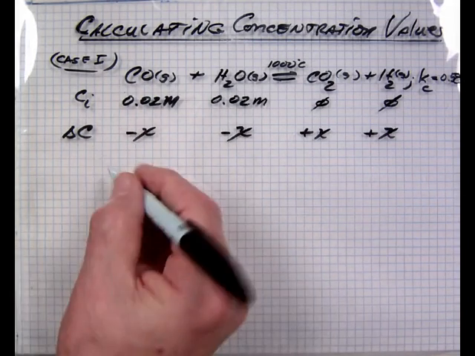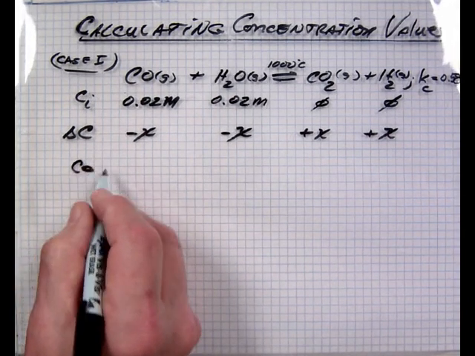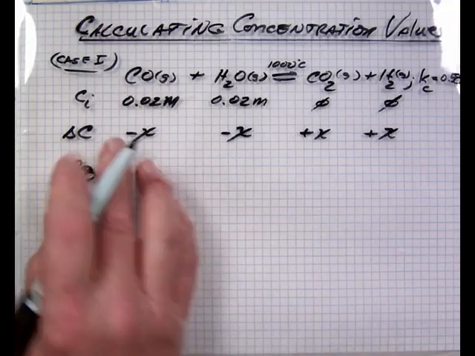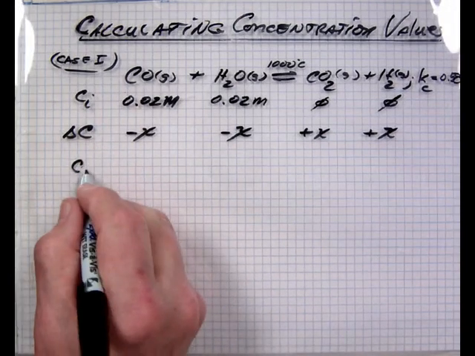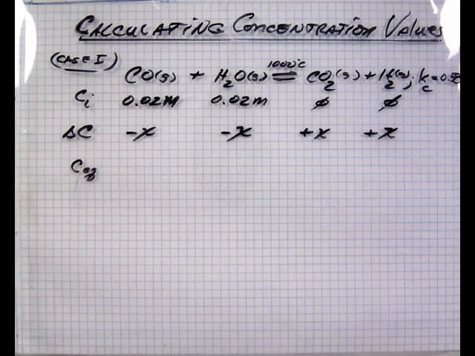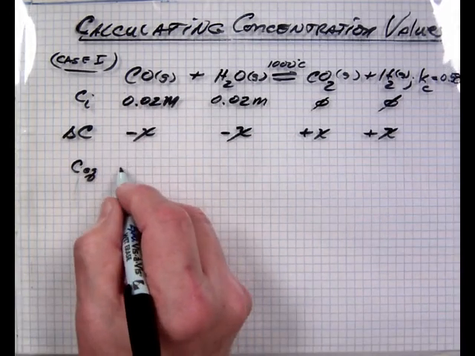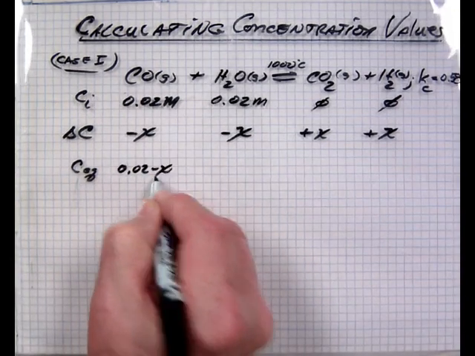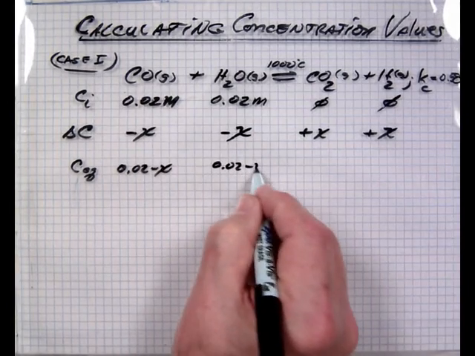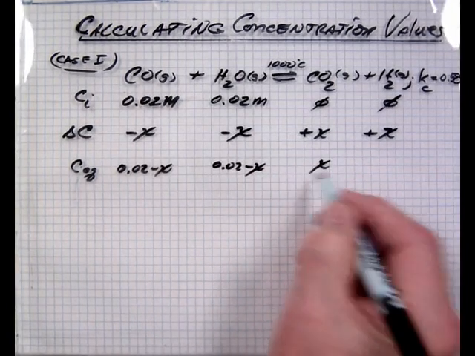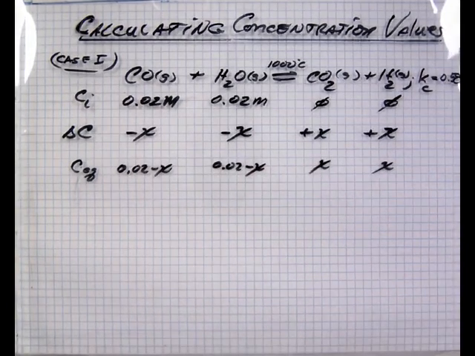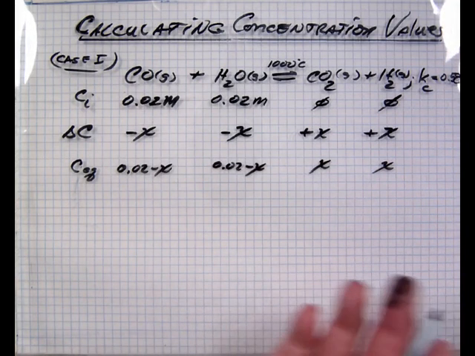And we come down here to the equilibrium row, and we algebraically add everything together. That's 0.02 minus x, 0.02 minus x. 0 and x is x. This is x right there. So we have our equilibrium variables set up. Now the question is, what is x?